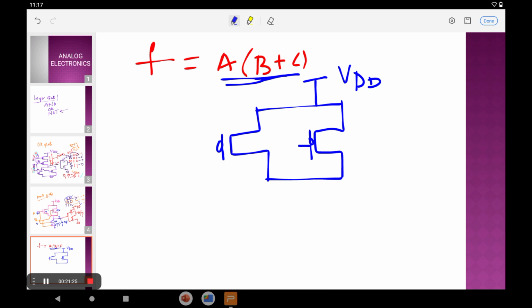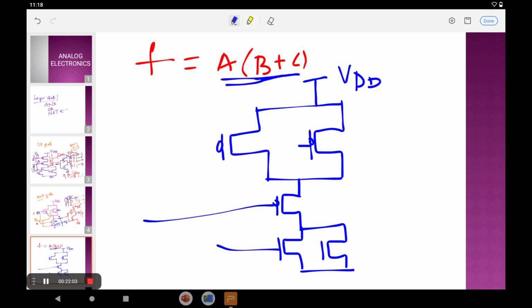Now this is a product operation. For a product operation, you have to connect in a series fashion. So series for this one. These two are connected in a parallel fashion, and then this one is in series with them. It is very important. Again, for this case it is a series.